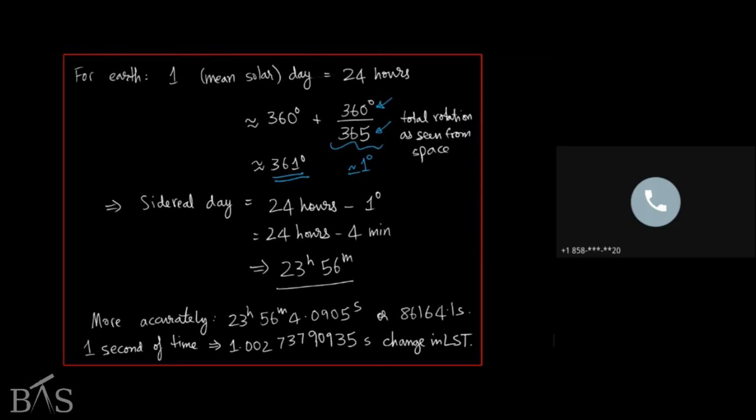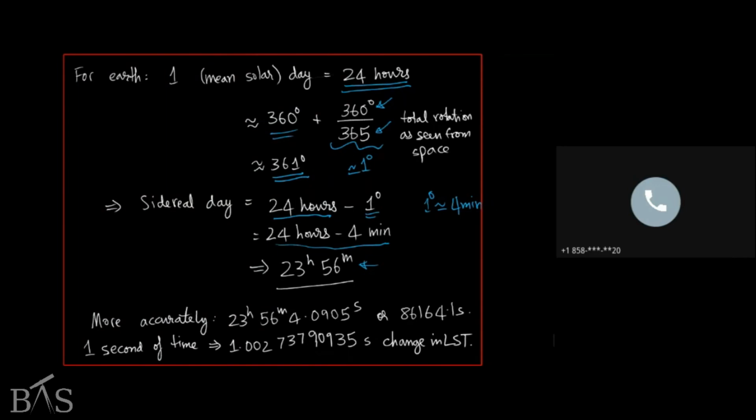Okay, so that means the sidereal day is actually 24 hours. This 361 degrees is what we call 24 hours. So the sidereal day is actually 24 hours minus this 1 degree, that extra rotation, right? It's just 360 degrees as seen from space. Remember, 1 degree is 4 minutes. Remember that thumb rule. So that means this is 24 hours minus 4 minutes. So the sidereal day is actually 4 minutes shorter.